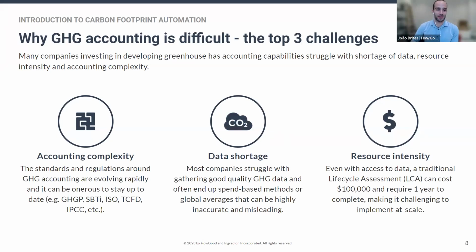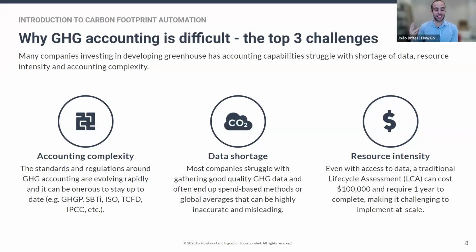You probably know some of these acronyms: the GHG Protocol, SBTi, ISO, TCFD, IPCC, and it is tough to stay up to date with all that is happening and all the new research and accounting evolutions over time. The second one is data shortage. Even if the accounting standards were simple, clear and unified, it is really hard to get good quality GHG data. What this means is that many companies end up using spend-based methods or global averages, which can often be highly inaccurate or misleading.